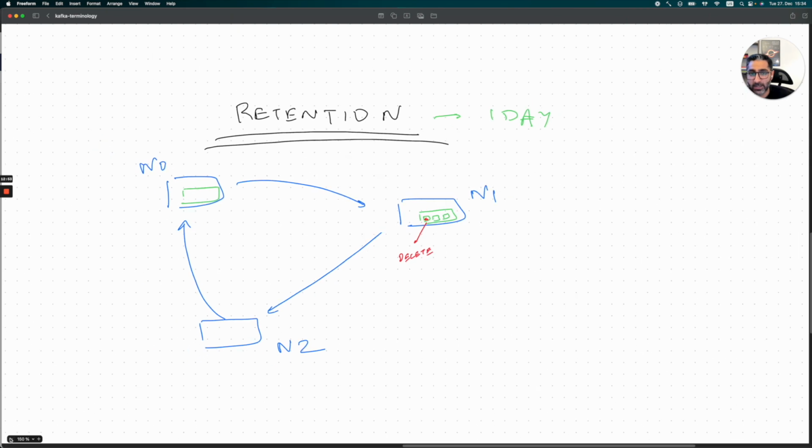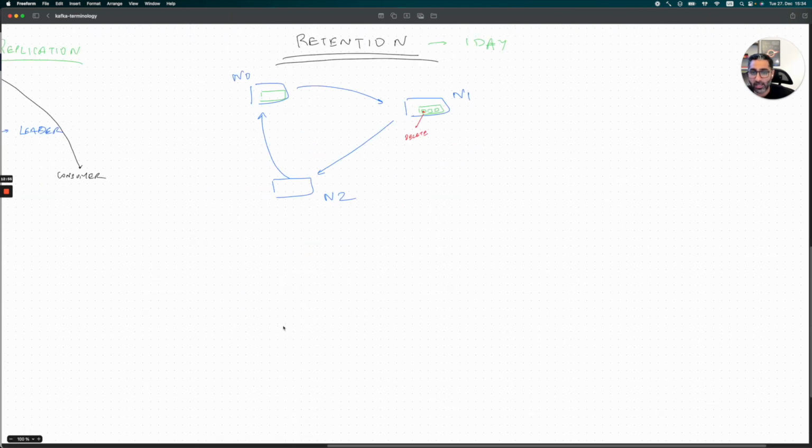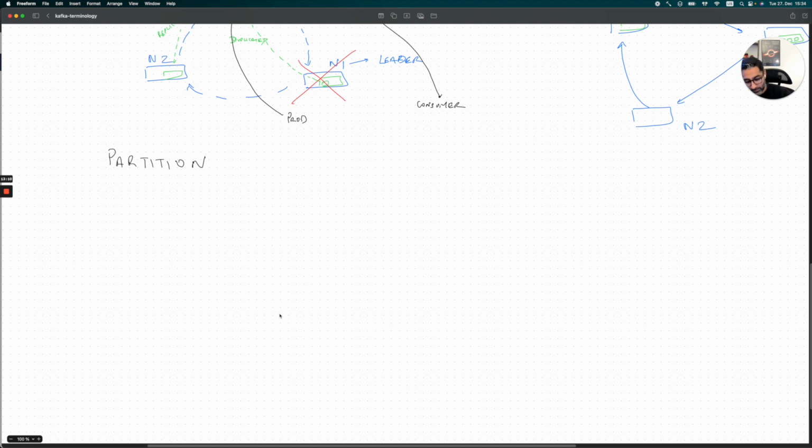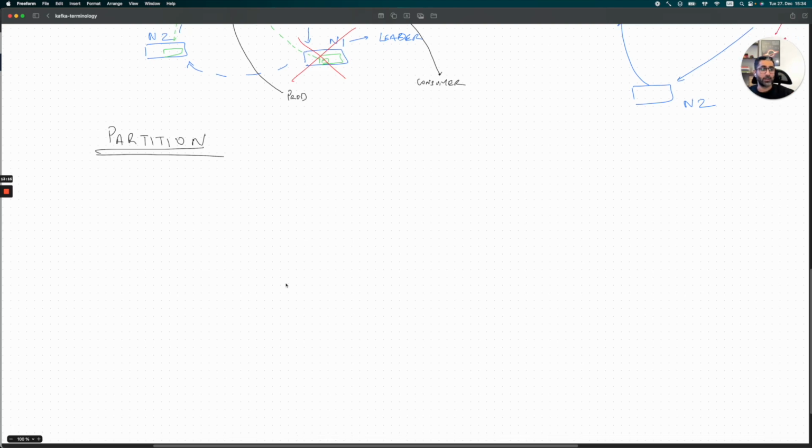So this is basically the concept of retention. Let's look at another, very interesting one, which is partitions. All right, this is a very interesting one. Partition is what allows Kafka to scale.